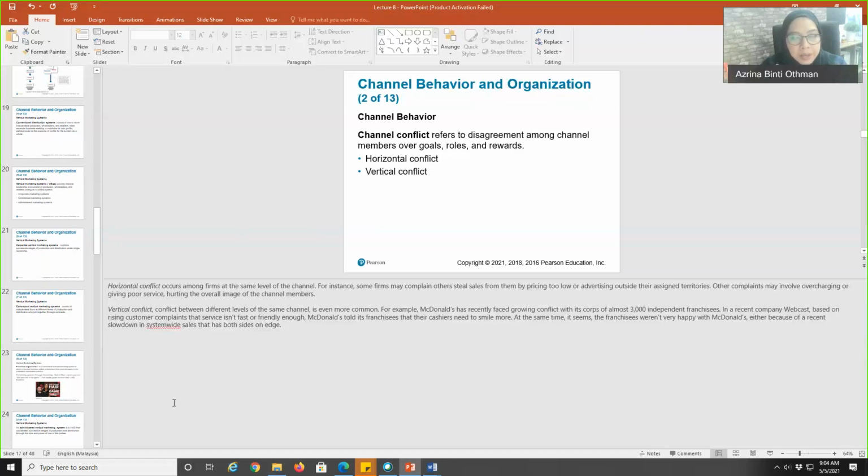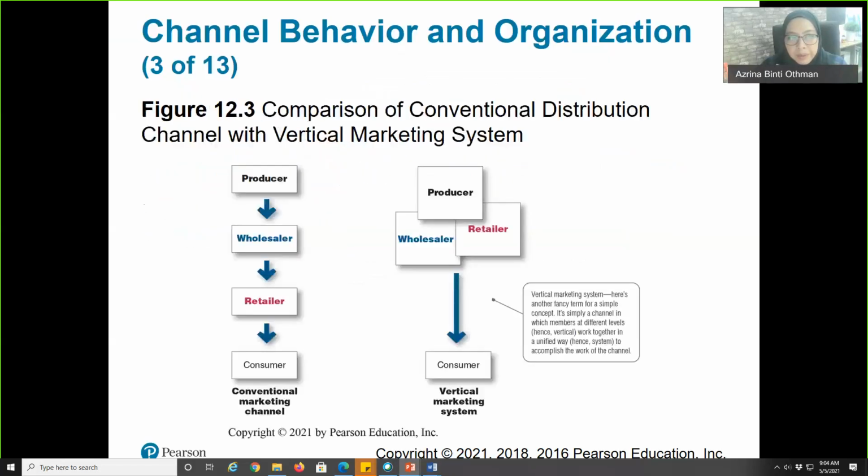Alright, we proceed to the next one. What are the differences between conventional distribution channels and the vertical marketing system? This is the latest, the newest, the advanced system in distribution channels.